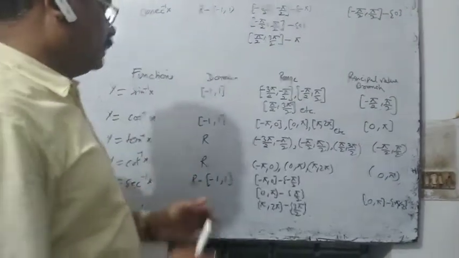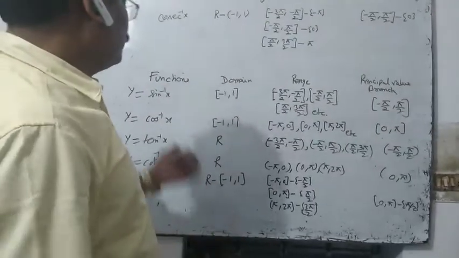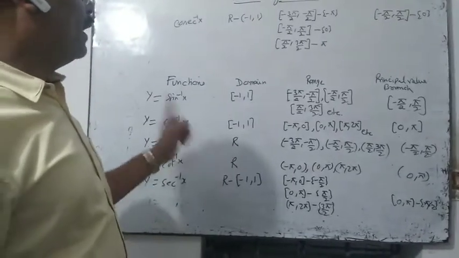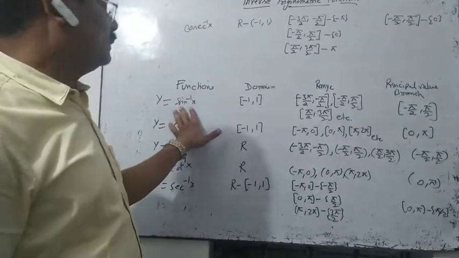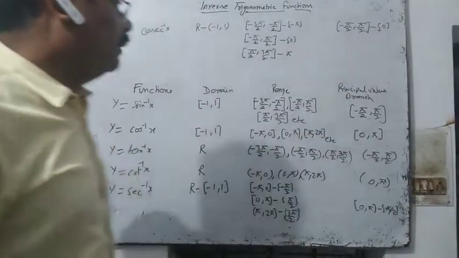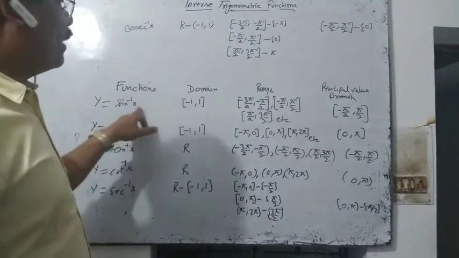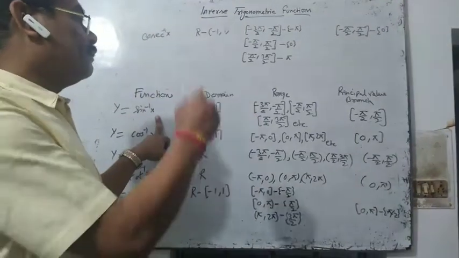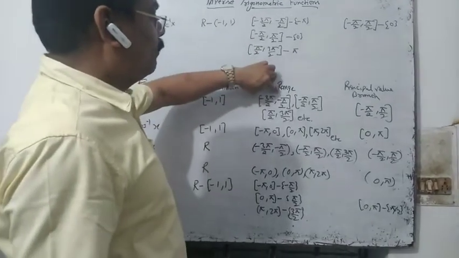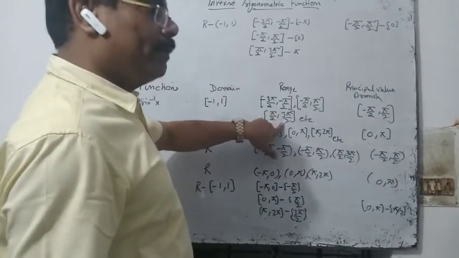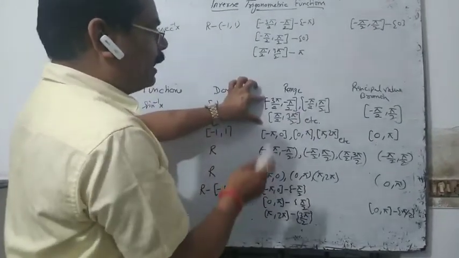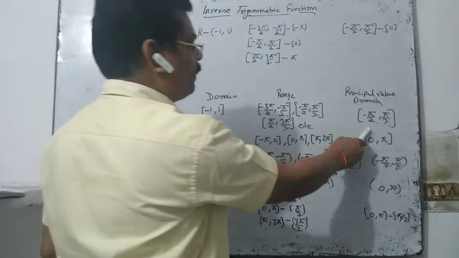In examination, first of all, one question is write the principal value of sin inverse x. So that is minus pi by 2 to pi by 2. If they say find the branches other than the principal branch, then you can write minus 3 pi by 2 comma minus pi by 2, and pi by 2 comma 3 pi by 2. These two are the branches other than the principal branch, but this is the principal branch.